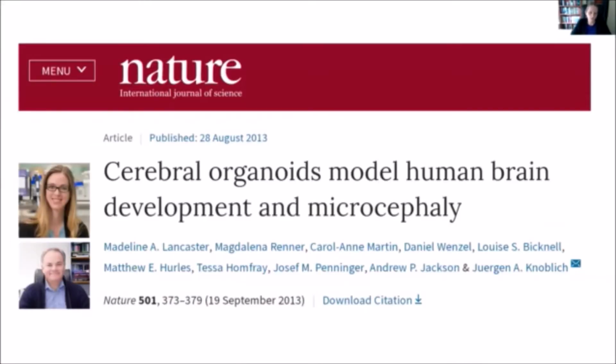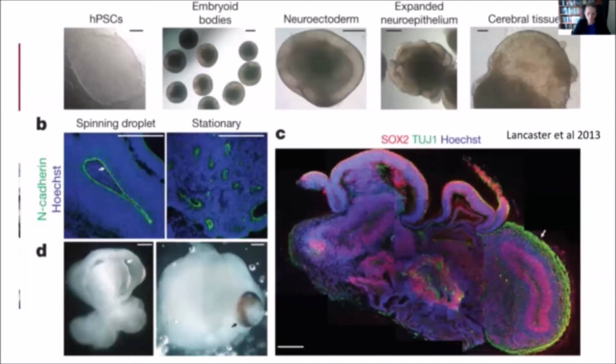So these cerebral organoids were first published in 2013. A work from Madeline Lancaster and Jürgen Knoblich. And this makes it possible to start with human stem cells, for instance, from skin, so the induced pluripotent stem cells, and to make human disease models. And this is from their original paper. And you see that if you start with pluripotent stem cells, you can make embryoid bodies and you can push them in the neuroectodermal lineage, forming in the end cerebral tissue.